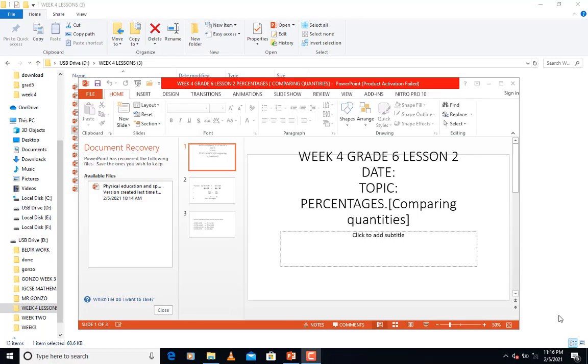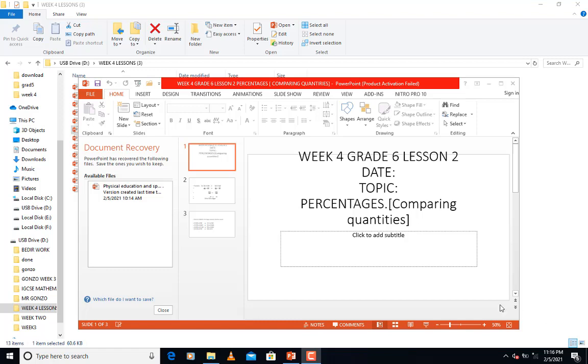Grade 6, good morning. We are now in lesson 2. In this lesson 2, we are going to discuss percentages. In this concept, we are going to look at comparing quantities using percentages. How do we compare quantities using percentages?